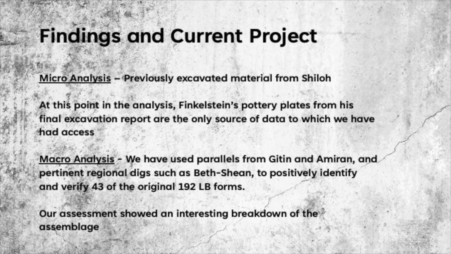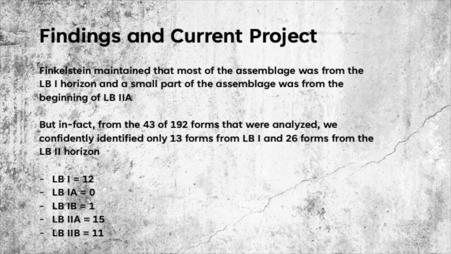Of those, 43 we've come to a positive identification of, and our assessment shows a fairly interesting breakdown of this assemblage. Finkelstein maintained that most of the assemblage was from the LB1 horizon, and a small part from the beginning of the LB2A. But in fact, from the 43 forms that were analyzed, we confidently identified only 13 from the Late Bronze 1 and 26 from the LB2 horizon. You can see a breakdown below of where those forms landed.